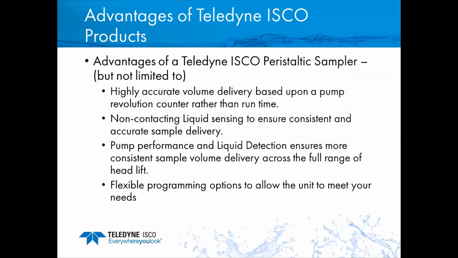Now, as with any technology, there are both advantages and disadvantages. The primary advantages of the Teledyne ISCO Peristaltic sampler, but not limited to, would be we are able to deliver very highly accurate volumes based upon pump revolution counter rather than runtime. We have a non-contacting liquid sensing device that is utilized to ensure consistent and accurate sample delivery. The pump performance in the liquid detection assures more consistent sample volume delivery across the full range of head lifts.